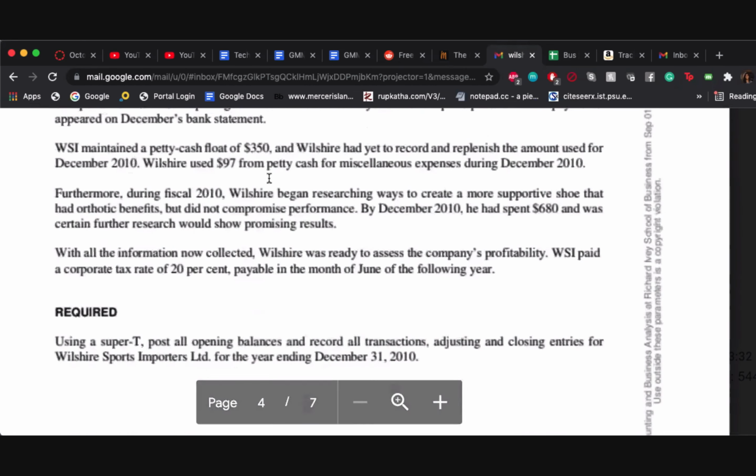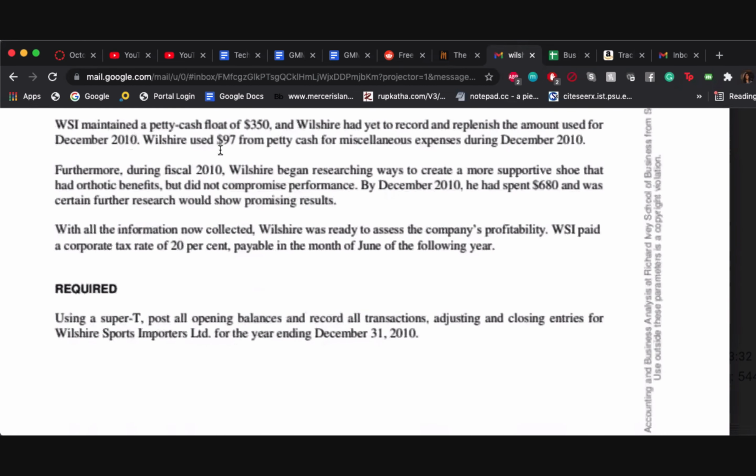Okay, so maintain a petty cash float, replenish this amount he used, 97. So what do you think the transactions for this would be? Use credit out of petty cash and debit into the miscellaneous expense. Yeah, exactly. I'm not too familiar with petty cash. I have to go over that.